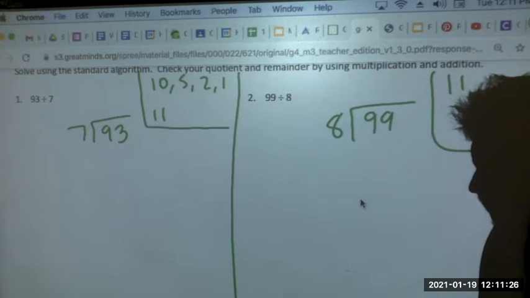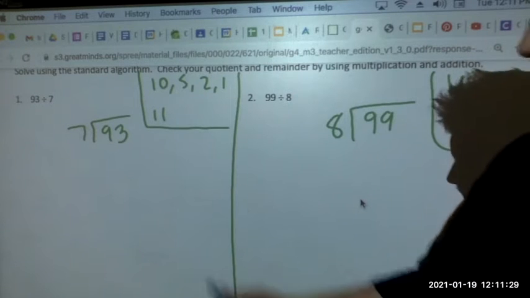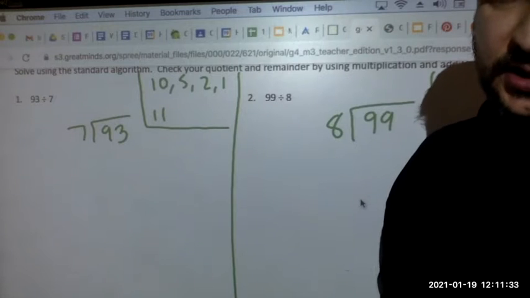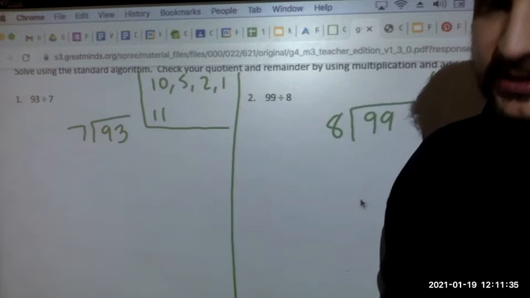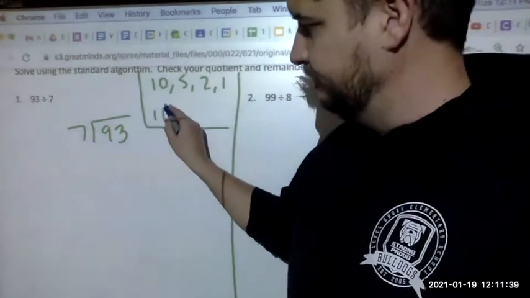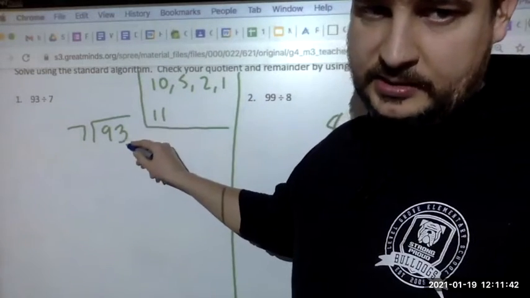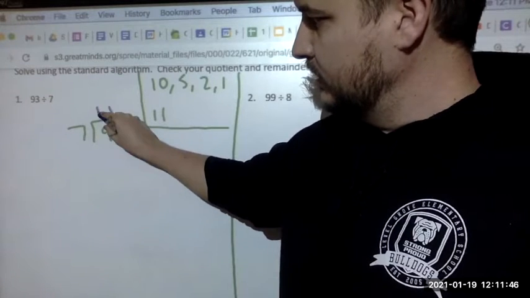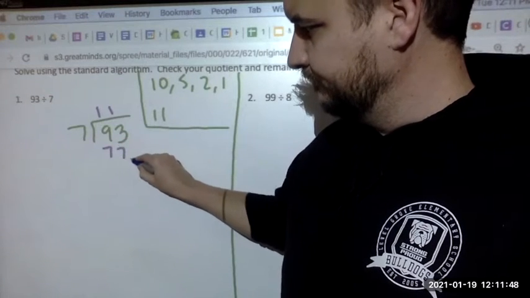So we've got 93, and we're dividing it by 7. Yesterday, we set up friendly multiplication facts that we could use to put in this number. So I'm going to start with 11. That's my largest one. I'm trying to get as close to this one as possible. 7 times 11 is 77.